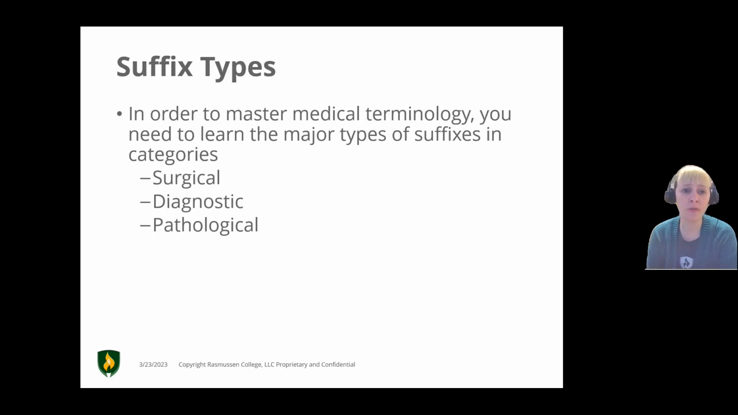Now, in order for you to master medical terminology, you need to learn the major types of suffixes that are in categories. So surgical suffixes describe a type of invasive procedure performed on the body. So whether that is a surgery, an incision, a cutting, dissecting, anything like that that is a surgical procedure would fall under this. And Table 2-3 in your textbook gives you a list of common surgical suffixes.